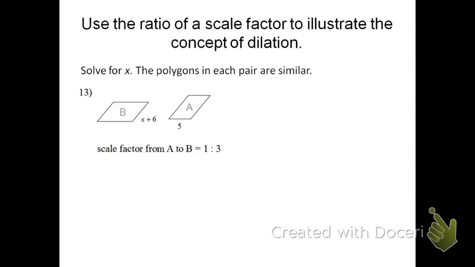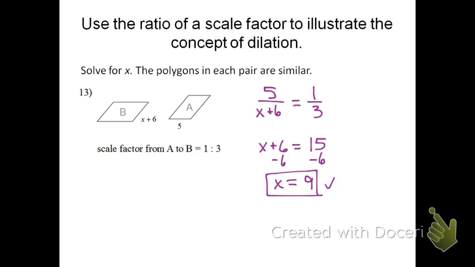Okay, number 13. We've got a scale factor from A to B, which is 1 to 3. So, starting with A, we're going to put 5 over B. The expression is x plus 6. That's equal to what? 1 over 3. Okay. Now when we cross multiply, 1 times anything is that same thing. So we have x plus 6 equals 5 times 3, equals 15. And last step of this lesson, subtract 6. So we get x equals 9. Cool. And we're done.